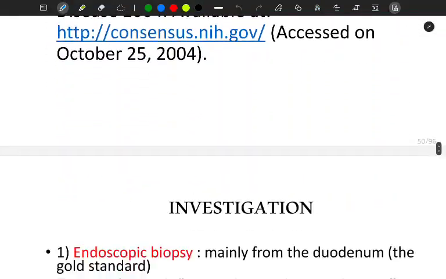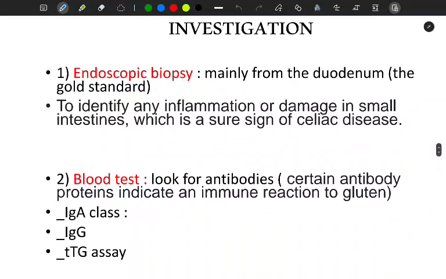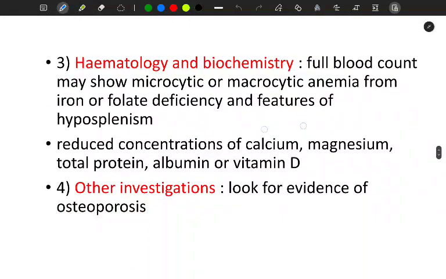Biopsy, mainly of the duodenum, is the gold standard for inflammation and antibodies. Next, bone. Hematology and biochemistry, to look for the side effects or the nutrients involved: CBC, platelets, hemoglobin, anemia, vitamin D, electrolytes, calcium, all of these things. Next.